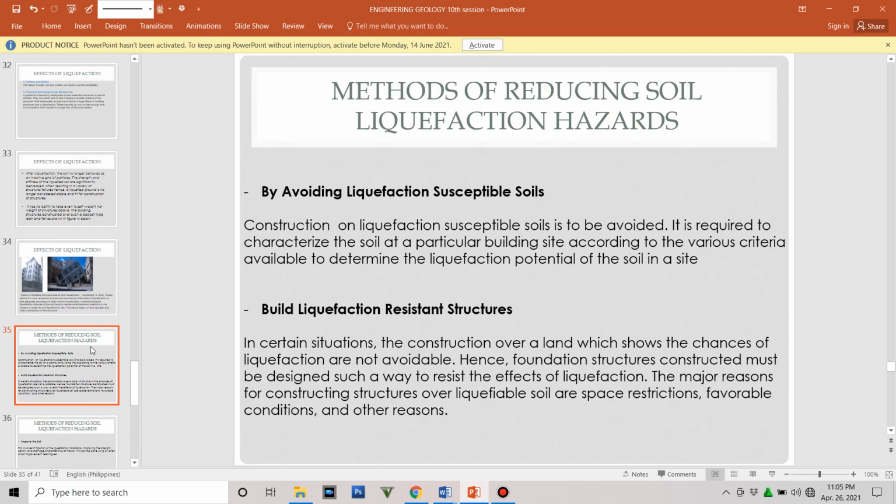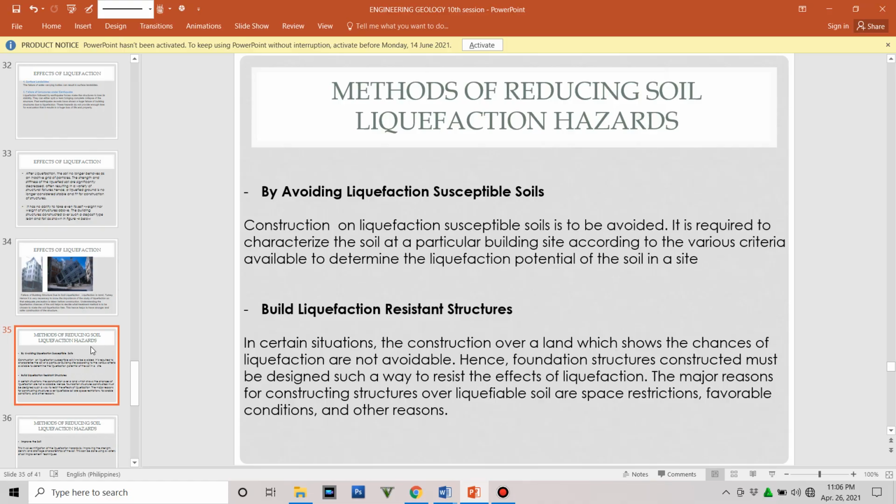So what can we do? So there are methods for reducing soil liquefaction hazards. First, i-avoid na natin. So, wag nang magpatayo ng building doon if we cannot improve the ground. So, of course, the prerequisite for that treatment is the ground investigation. So, construction on liquefaction susceptible soils is to be avoided. It is required to characterize the soil at a particular building site according to the various criteria available to determine the liquefaction potential of the soil in a site.